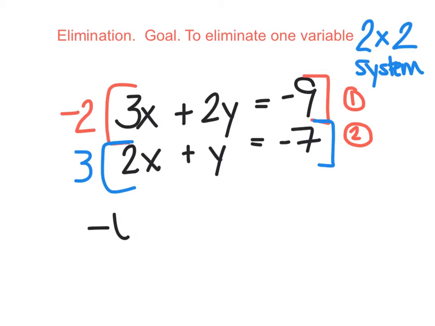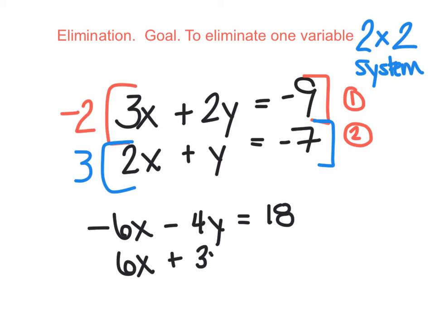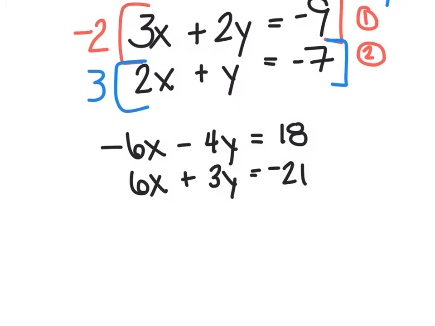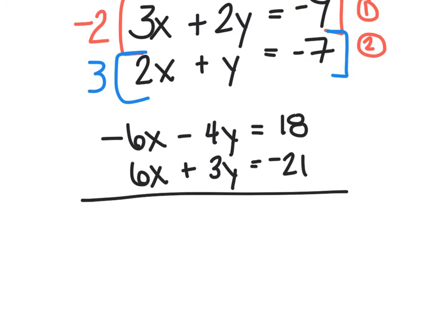So I'm going to get negative 6x minus 4y equals 18. And here I'm going to get 6x plus 3y equals negative 21. All I did was take my numbers and distribute. And remember, the whole goal was to eliminate something. So here's where the elimination comes in. If I add these equations together, guess what? Negative 6 plus 6, eliminated. So now I have negative 4y plus 3y is negative y equals negative 3, and y equals positive 3.